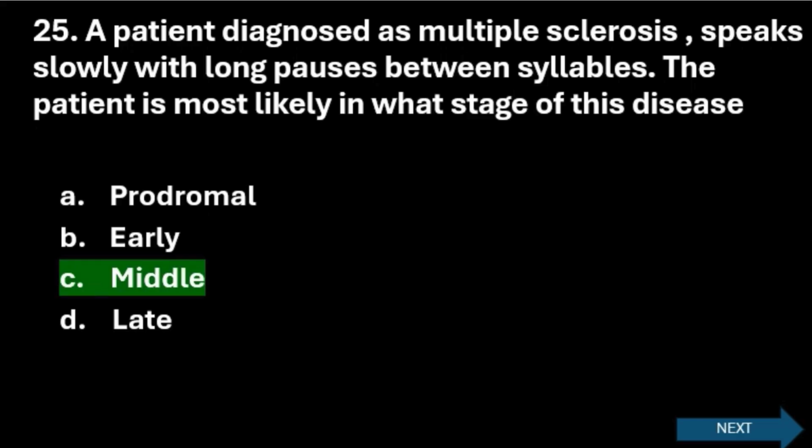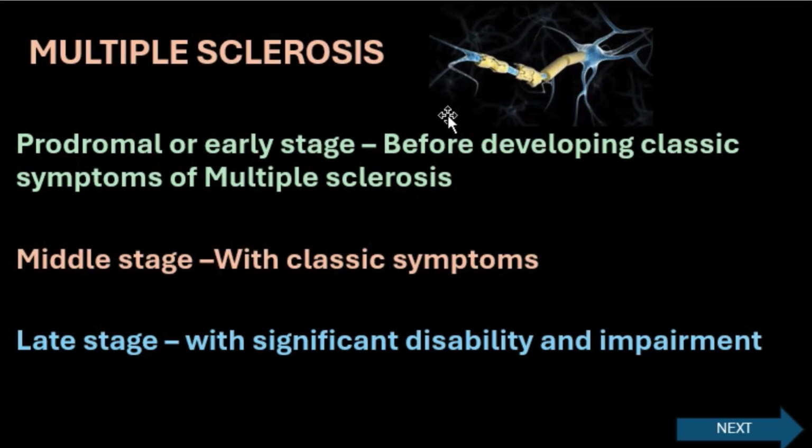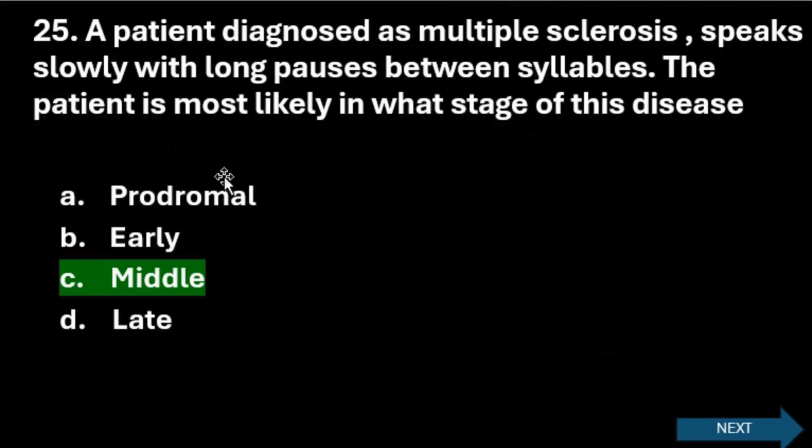Here the stages of multiple sclerosis are prodromal or early stages before developing classic symptoms. So this is before developing symptoms. Middle stage is with the classic symptoms. Here the symptoms are already developed. Late stage is with significant disability and impairment. So this is the latest stage. Here he has just started the symptoms like speaking slowly with pauses between syllables. So that is the middle stage where the classic symptoms started.